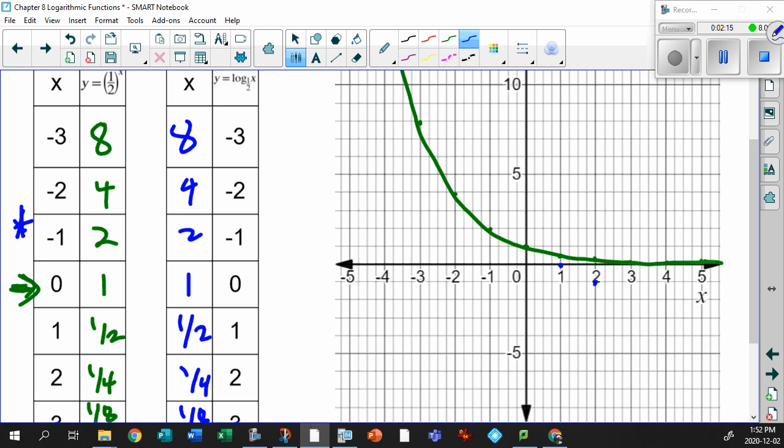4, -2. There you go. 8, -3. It's way off the graph, but it's down here. Okay. Then 1/2, 1. A quarter, 2. An eighth, 3, and so on. So it hugs this guy, comes down here. Oh, look at this. It actually intersects the graph. Interesting. So there is some sort of common point between the two of them.